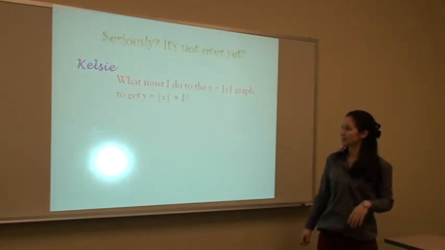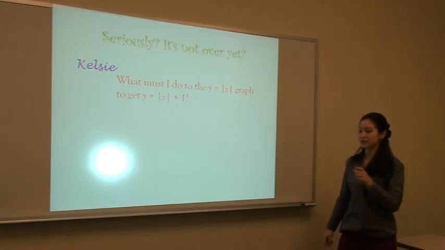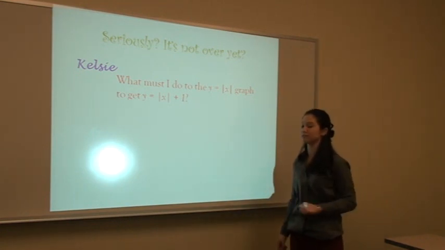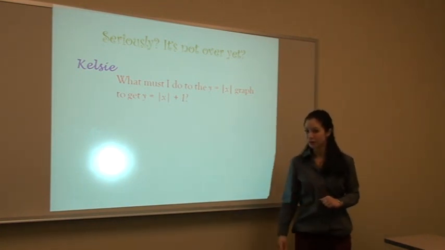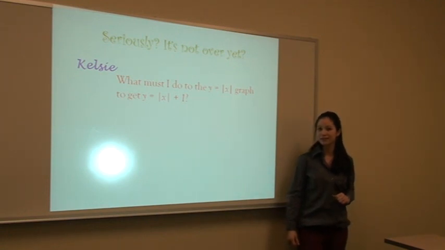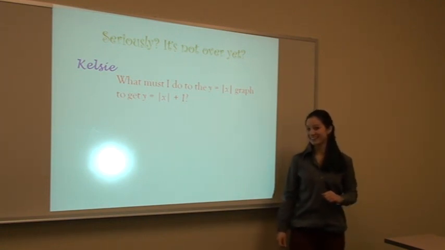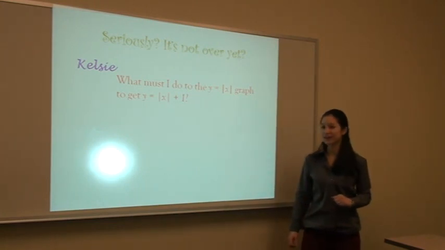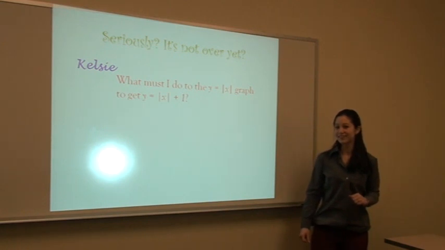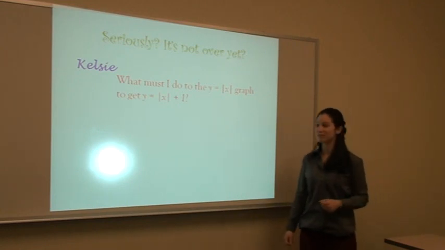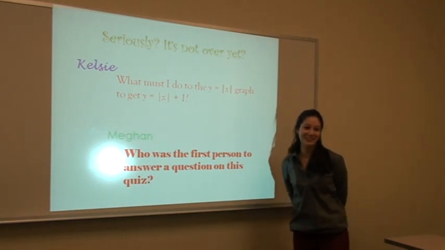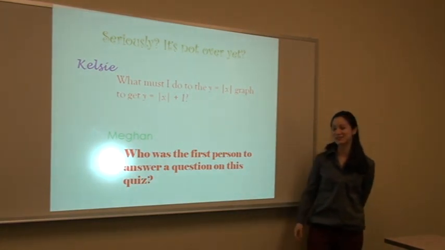Kelsey. What must I do to the y equals the absolute value of x graph to get y equals the absolute value of x plus 1? Move it up 1. Megan, do you agree? Uh-huh. Yeah, you sure? You don't sound very confident. I'm not sure, but if I had to take an educated guess, I'd say I agree. Why do you agree? Because moving it up would be positive, so it's plus 1. Good job. All right, last question. Megan, who is the first person to answer a question in this quiz? Me. Yeah, very good. Because you took Jean's spot.